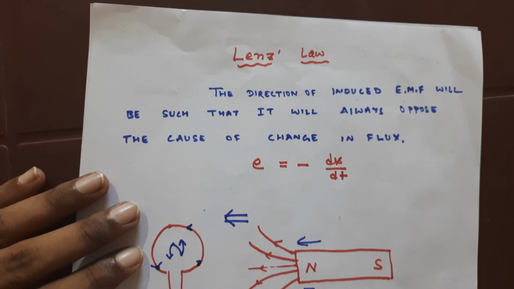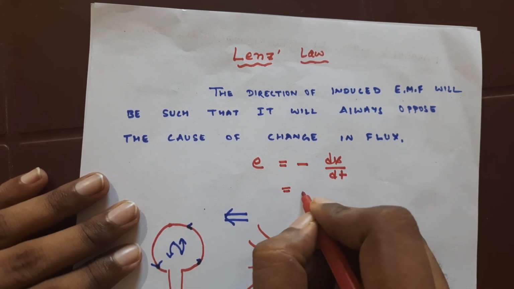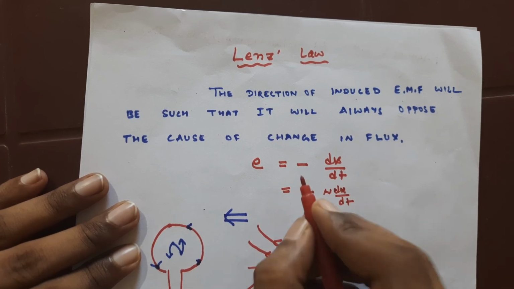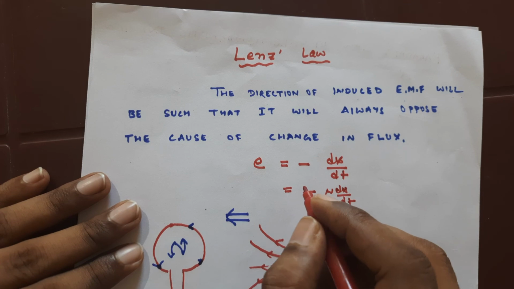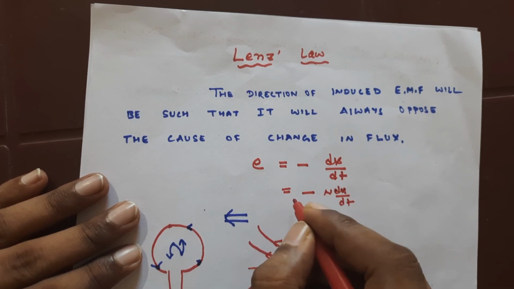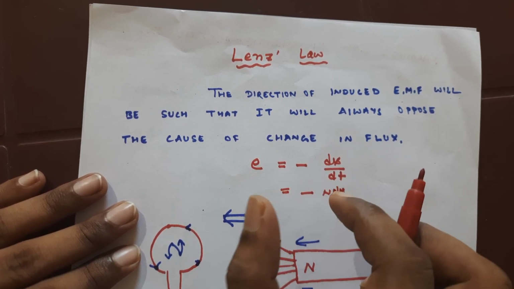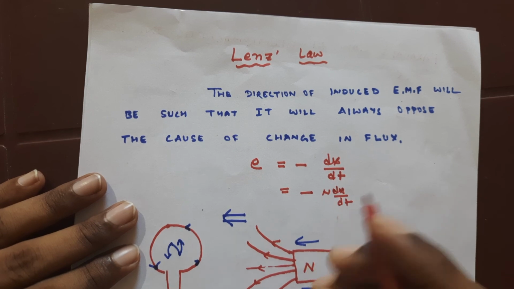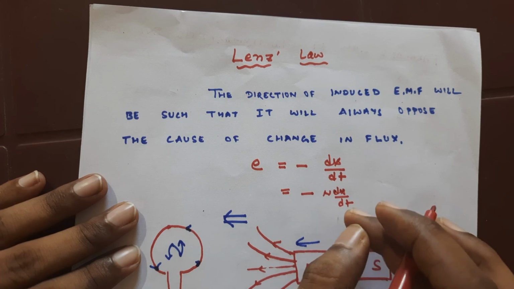This is for a single coil, but if it consists of n number of coils, in that case we will write E is equal to minus n d phi by dt. Here, if we remove the variation sign and write the equal sign, there would be a proportionality constant over here, but we have chosen the unit in such a way that the constant becomes unity, and so we haven't written it here.